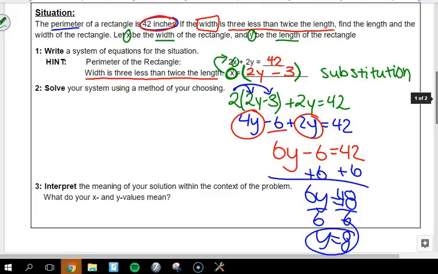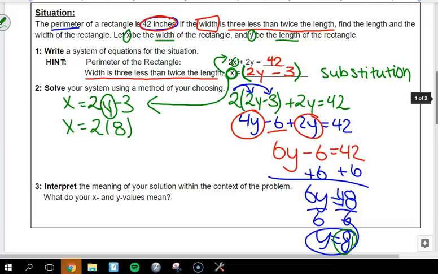We can't stop there. We need x. So we're going to use this equation right here. X equals 2y minus 3. We know that y is the same as 8. So instead of y, I'm going to put 8. 2 times 8 is 16. 16 minus 3 is 13.